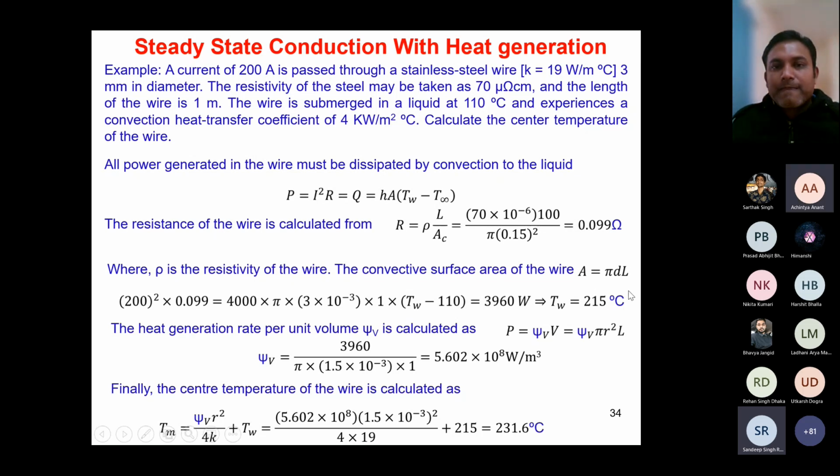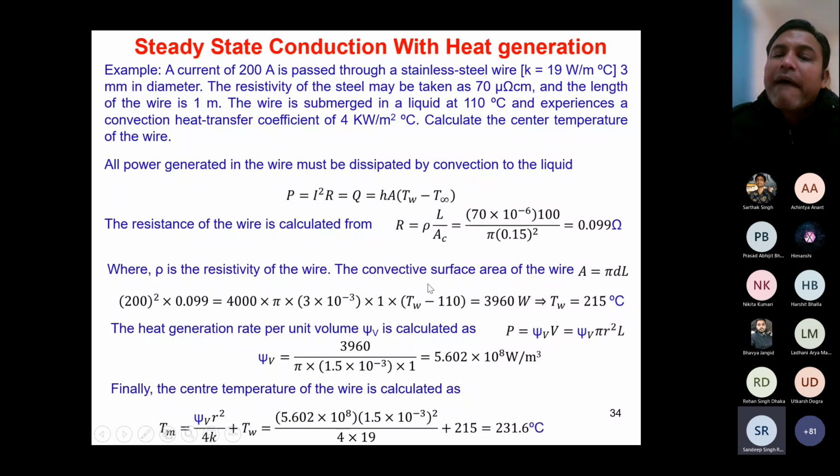Sir, so the circumferential area would be 2 pi r L, no? Circumferential area 2 pi r L. So that is why we have used pi dL. D is the diameter here, isn't it? Okay. Means I thought, okay. This is the diameter.